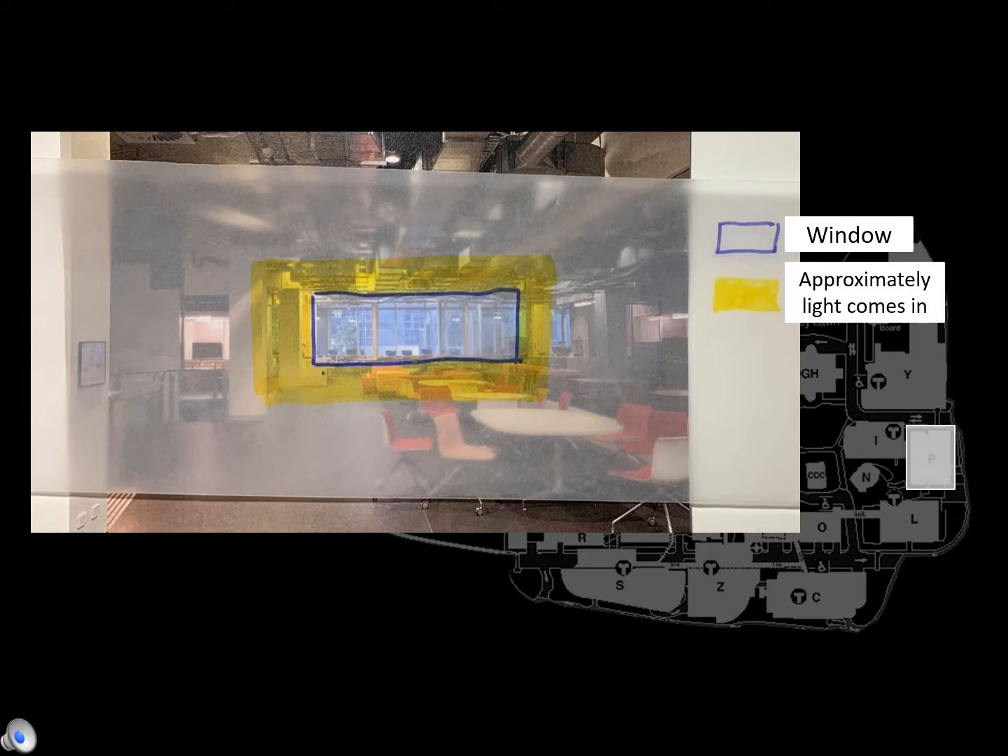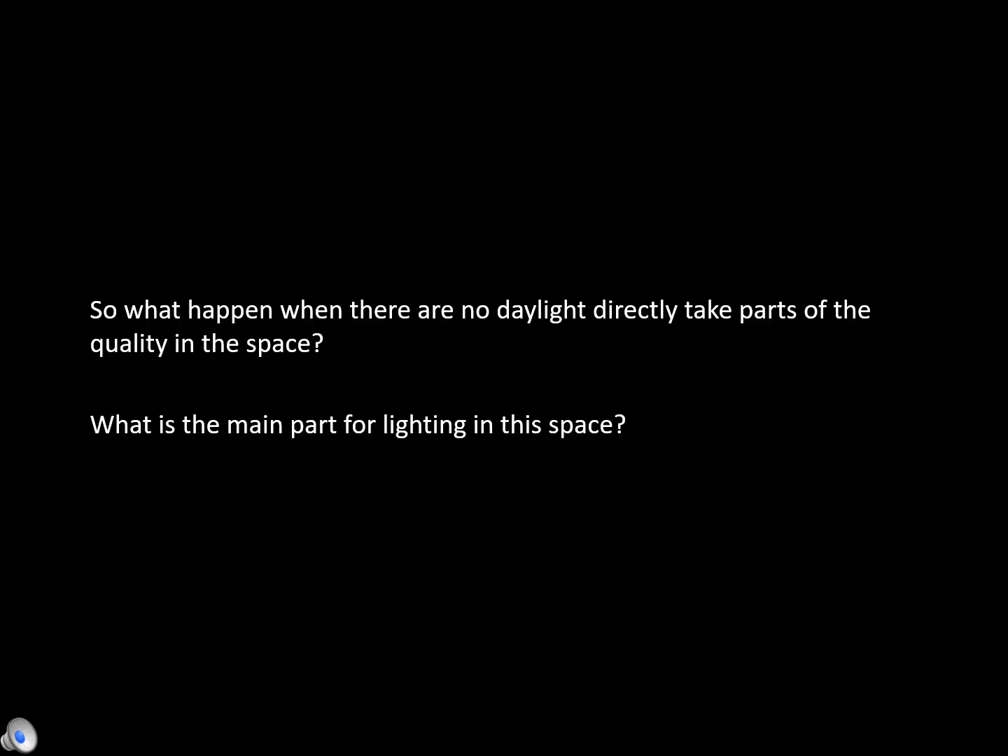The space is surrounded by big windows from floor to ceiling, but it is also shaded by the floor above. From the observation, on a sunny winter day at 10 a.m., the floor is full of daylight, but in the rest of the observations, like 2 p.m. or 7 a.m., daylight doesn't take part in the human activity because it simply didn't go into the space. So what happens when no daylight directly contributes to the quality of the space? What is the main part of lighting in this space?